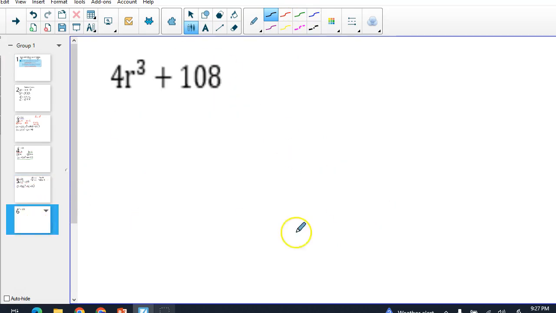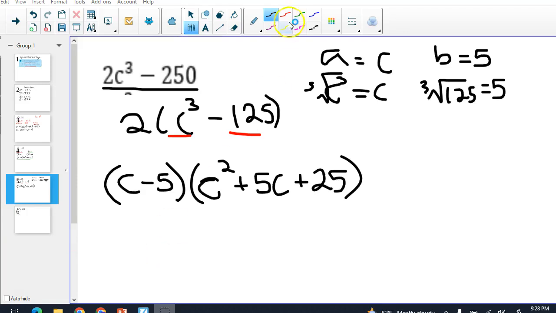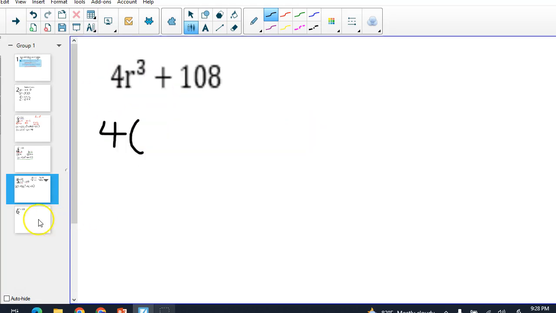Alright. And then let you guys give this one a go. Let's try it out. Give you a second to pause the video. Just making sure. We all make errors, right? See this 2 we have pulled out? That's still got to be in our final answer. So we should have 2 times our c minus 5, c squared plus 5c plus 25. Otherwise, same thing. Alright. Give this one a go.